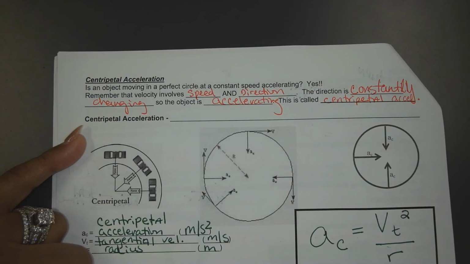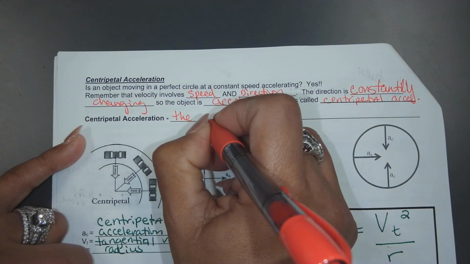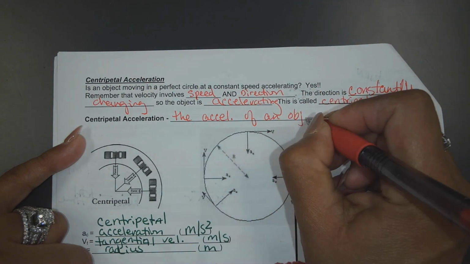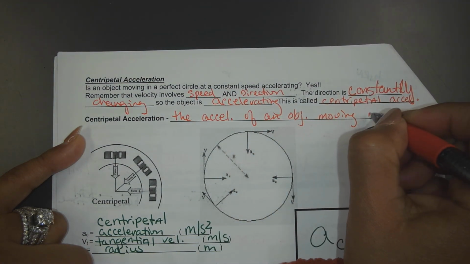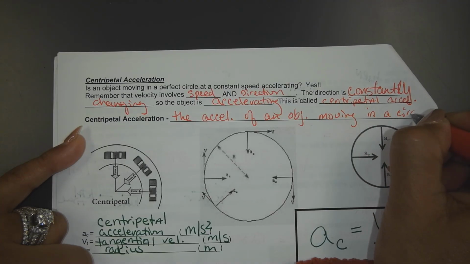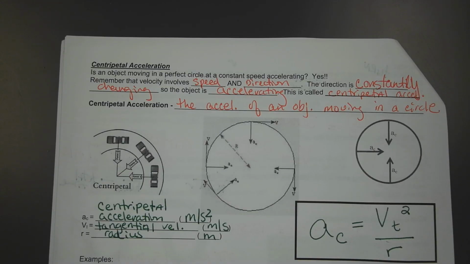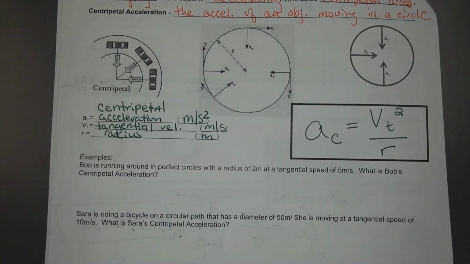Centripetal acceleration's definition is the acceleration of an object moving in a circle. Again, for any object to move in a circle, it has to continuously change its direction. It can be maintaining the constant speed, but yes, it still is accelerating. Okay? So we wrote down our equation. Yes, this equation is on the formula chart, which is great. Then we have a couple of practice problems.